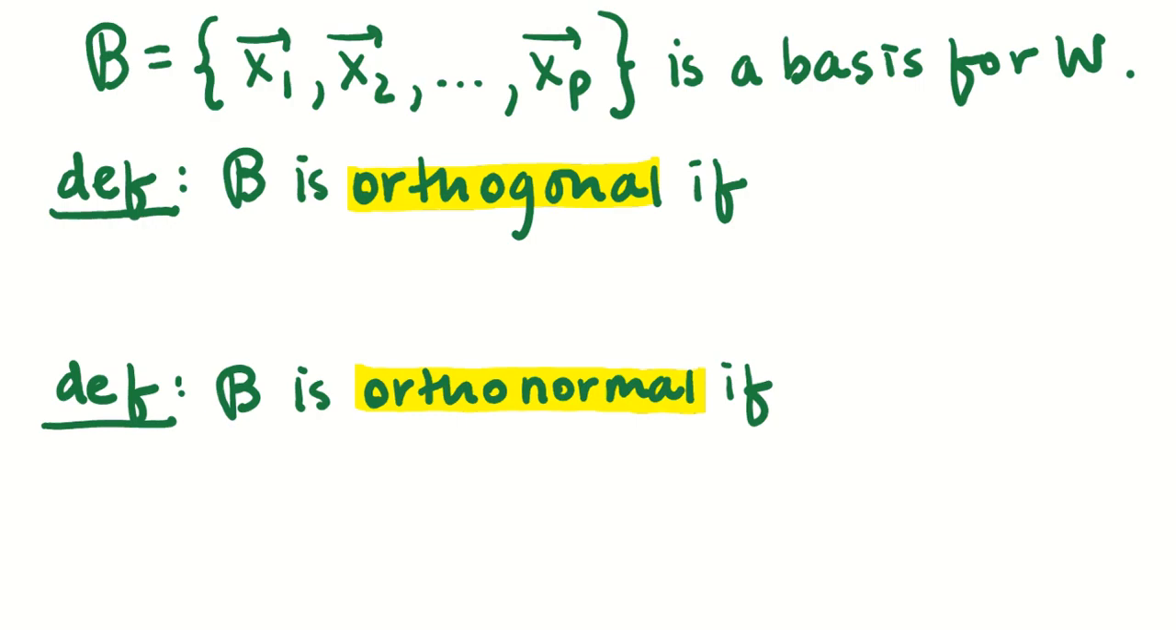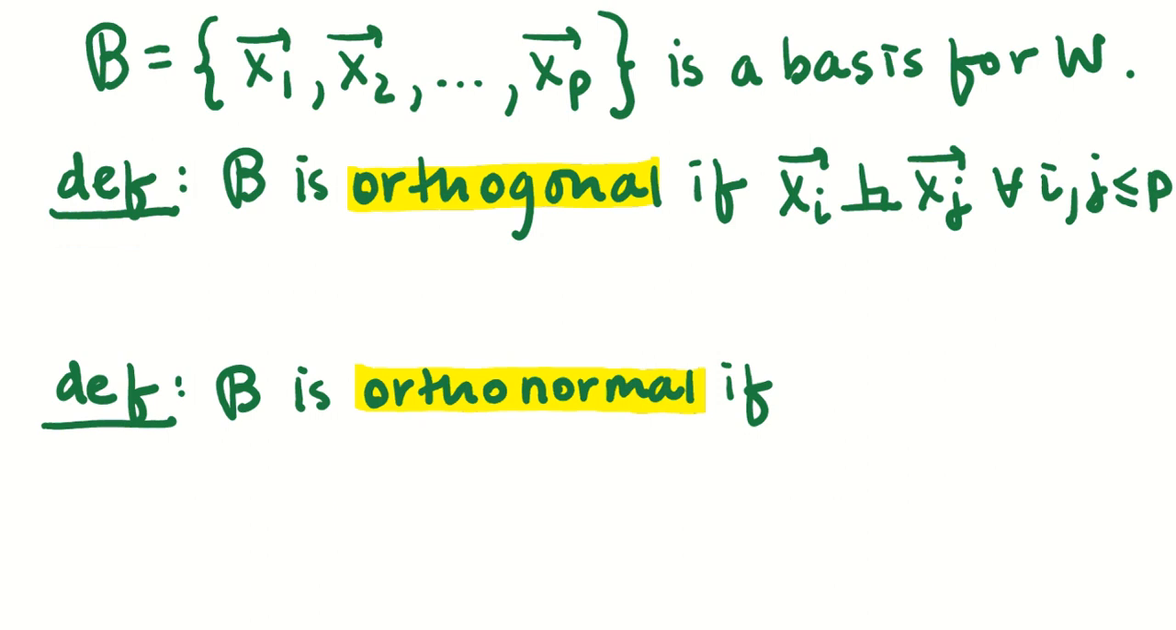I'm realizing I haven't even told you what an orthogonal or an orthonormal basis is. Okay, so we've got a basis for some kind of subspace that is made up of p vectors. We would say that B is an orthogonal basis if xi is orthogonal to xj for each i and j less than or equal to p. Right? If all of the vectors in the basis are orthogonal to each other, then it's an orthogonal basis.